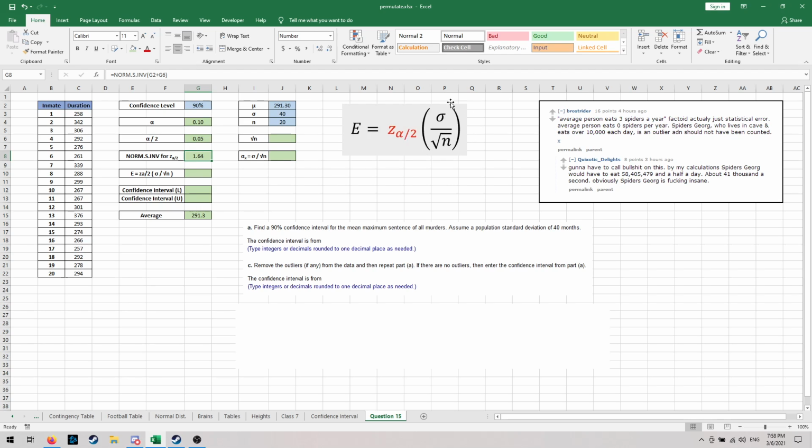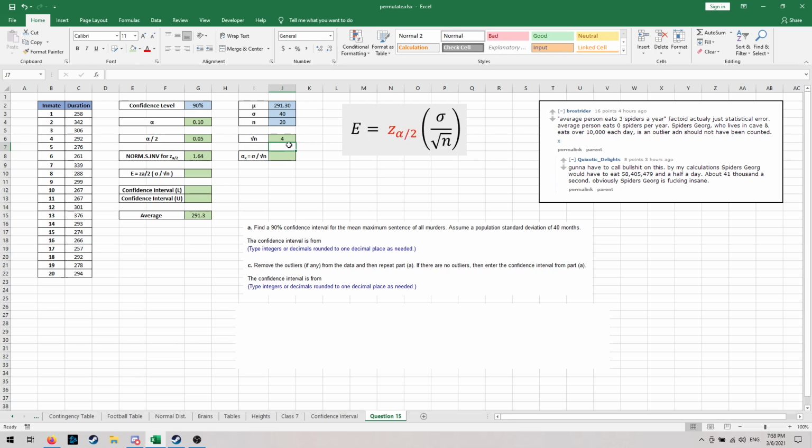Now we're going to figure out this next part, sigma divided by the square root of n. First, let's figure out what the square root of n is. We can press equals, SQRT, double click to complete, and take the square root of 20.